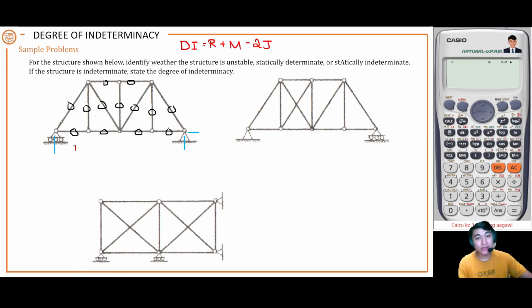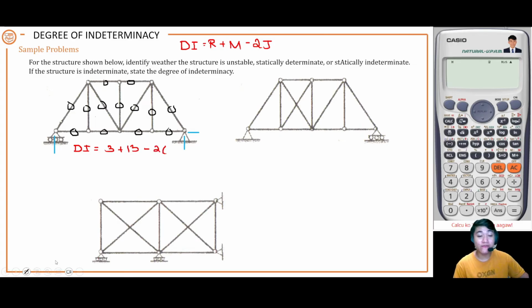Okay, so let's calculate the degree of indeterminacy. DI is equal to reactions. We have 3 reactions. For roller, 1 reaction. For hinge, 2 reactions. For the number of members, again, that is 1, 2, 3, 4, 5, 6, 7, 8, 9, 10, 11, 12, 13 number of members. For the number of joints, 2 times the number of joints.